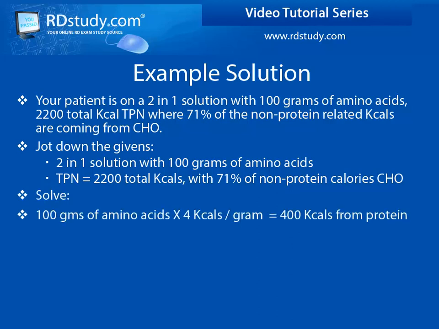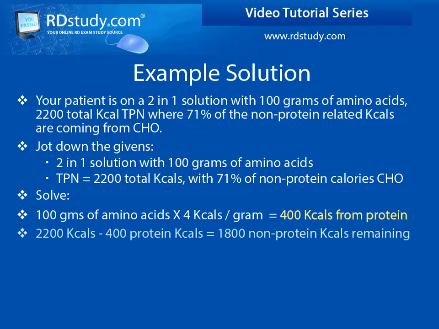Since we have the actual number of grams of protein, we can get this number easily. 4 kcals per gram times 100 grams equals 400 kilocalories from protein. Subtract out the protein calories from the total calories to get the remaining non-protein calories. So 2200 total calories minus the 400 protein calories, and we end up with 1800 non-protein calories remaining.